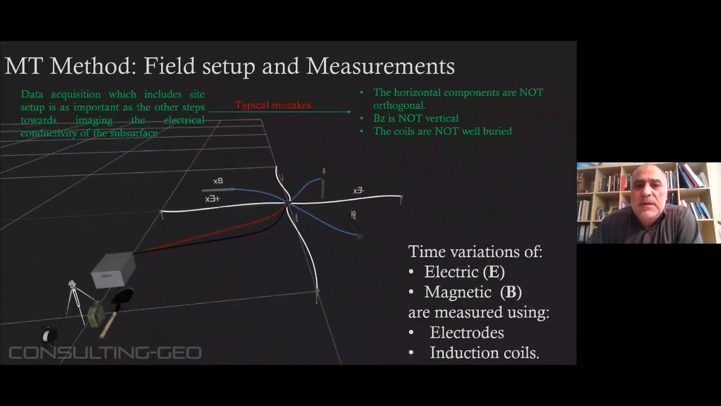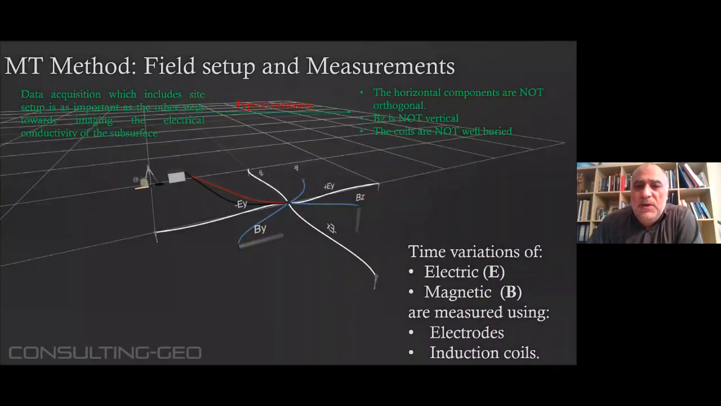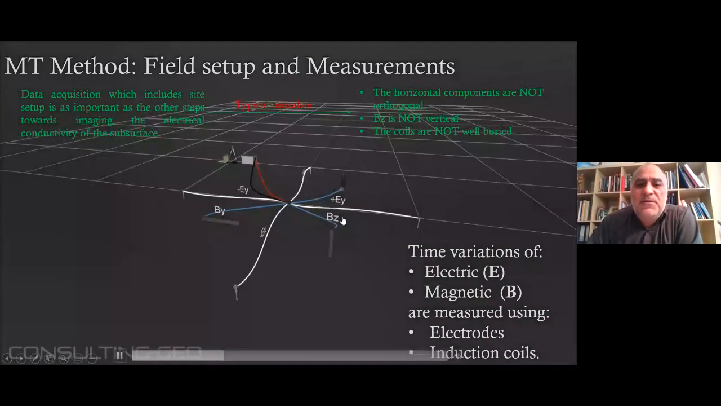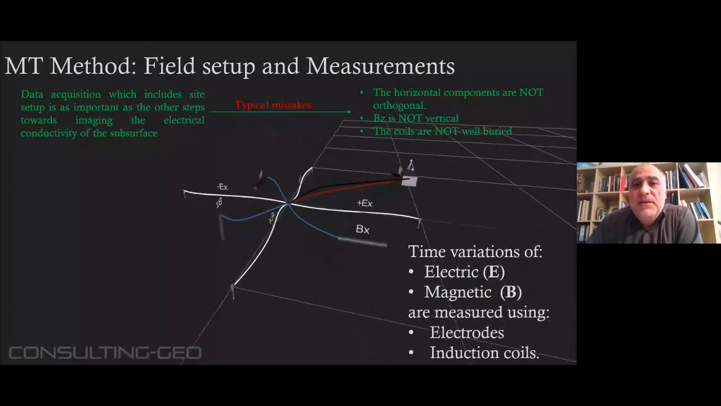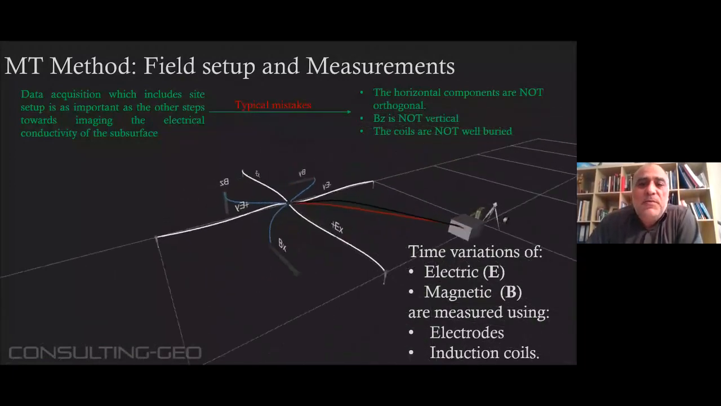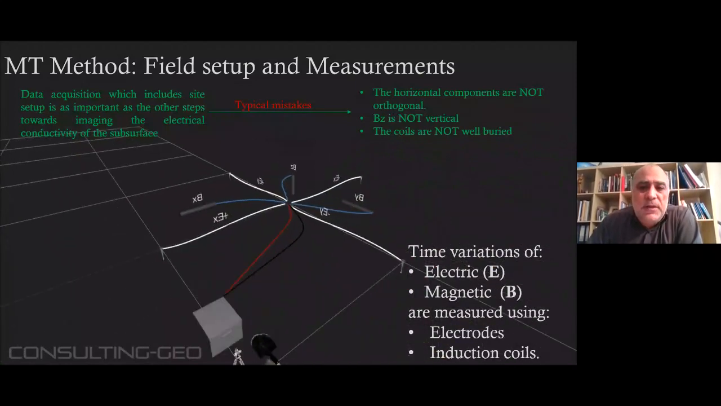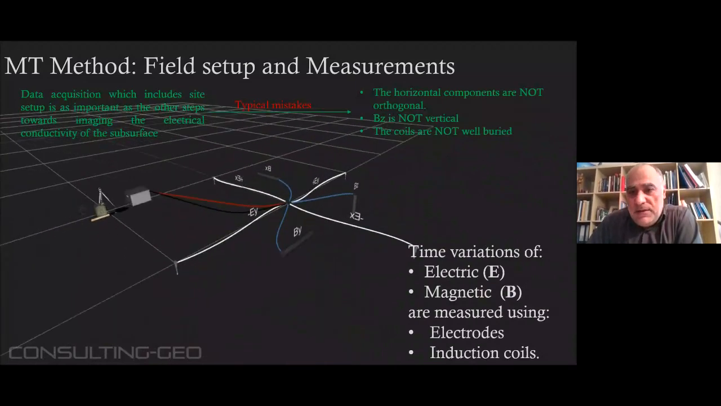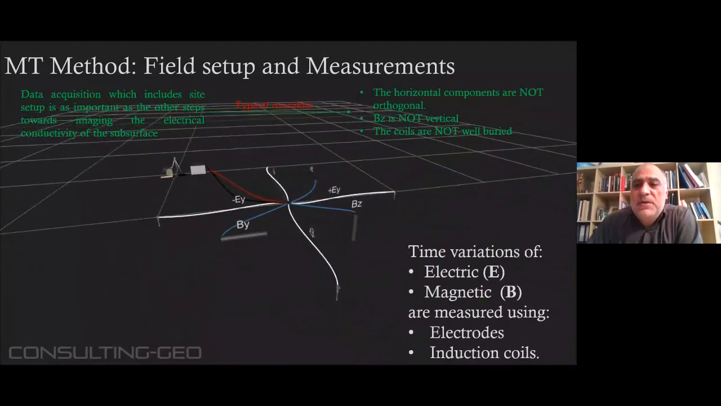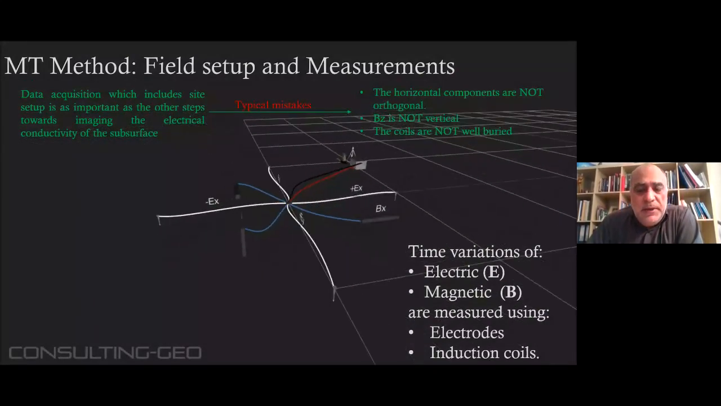If there are some problems with the sites, believe me, you will make life difficult later for the processing and for the modeling. Typical mistakes in that regard are, for example, the horizontal components are not orthogonal. Or if you are measuring the vertical component of the magnetic field, it is not vertical enough, or it is moving because it is not buried well. And also the coils are not well buried.